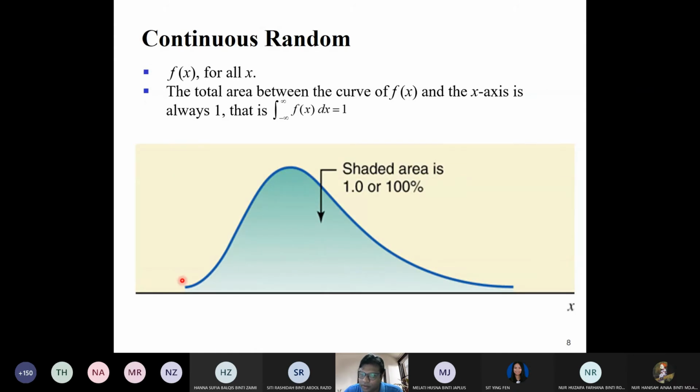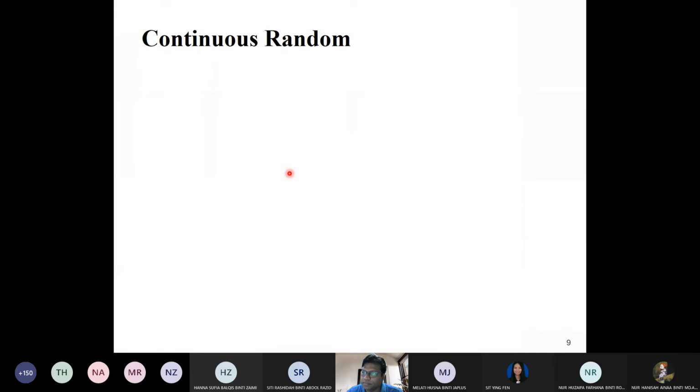So for example, look at this curve. This means the whole area under the curve is equal to 1, which means the total probability is 1. In other words, we call it 100%. So how are you going to determine it? By using the integration concept.